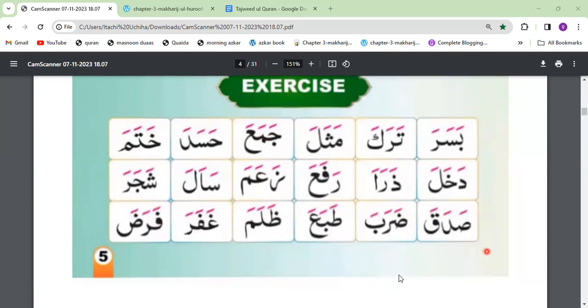Amazing. Okay, it's getting long, so let's end the class. We have taken 15 more minutes extra. Sorry for that, but it was very necessary to revise all the Makharij.